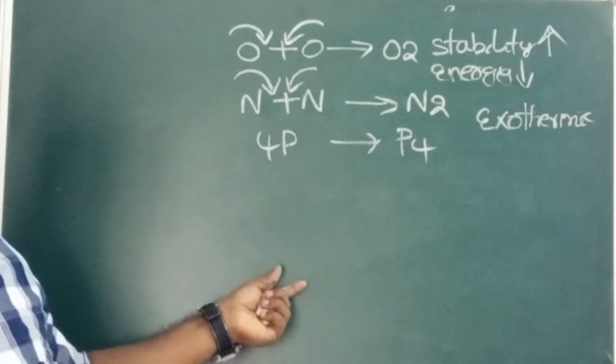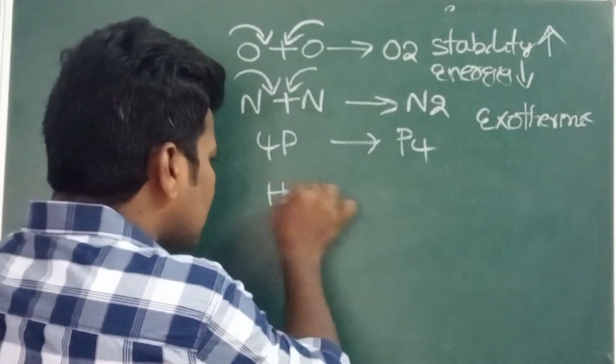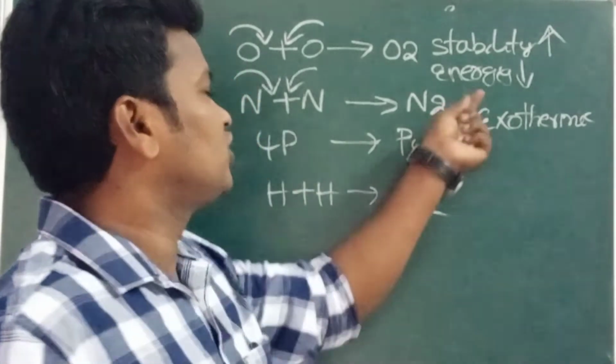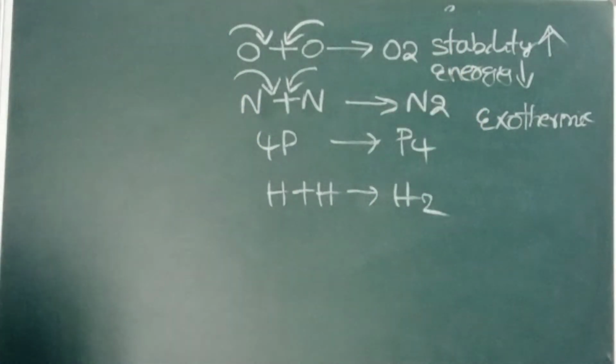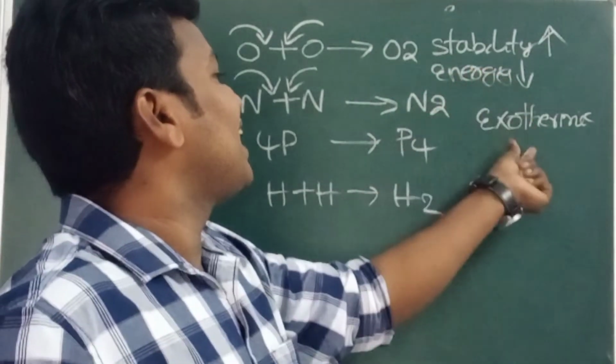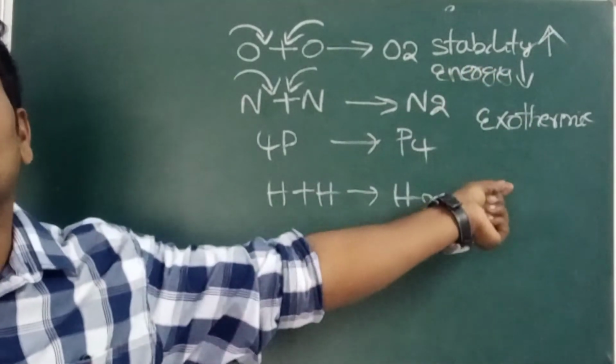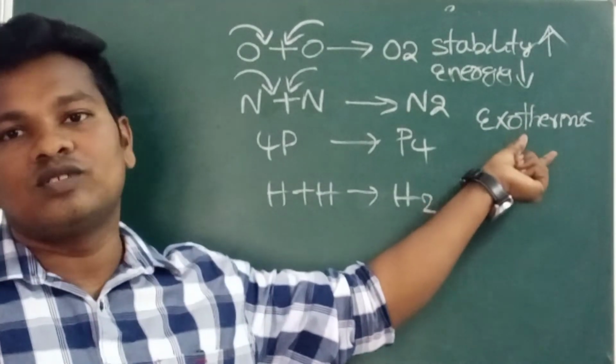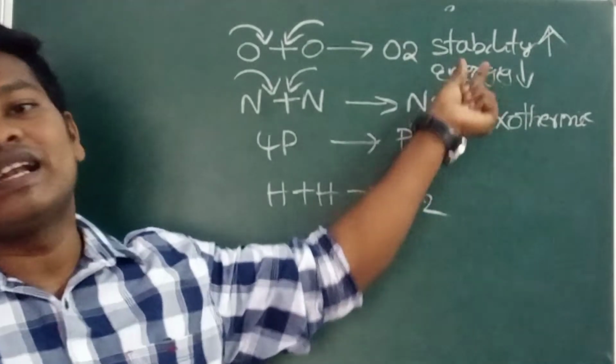So for example, if you see hydrogen and hydrogen, similar atoms are combining to decrease the energy and increase the stability. This process we are calling an exothermic process. We are calling this process the formation of the molecule, the combining process. It is exothermic. In the combining process, they will release the energy.